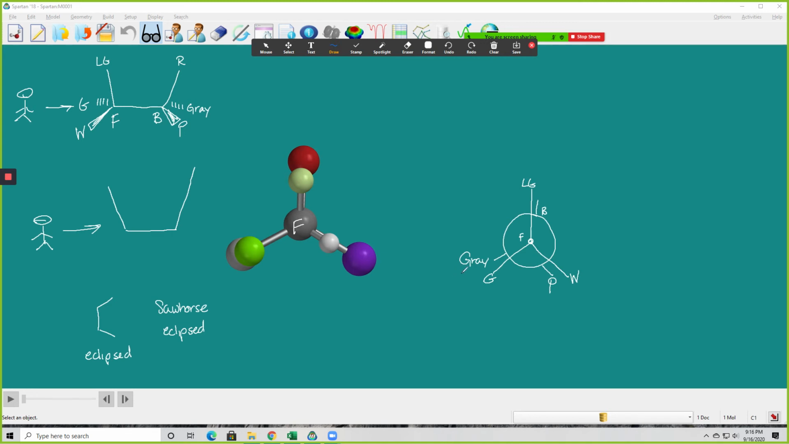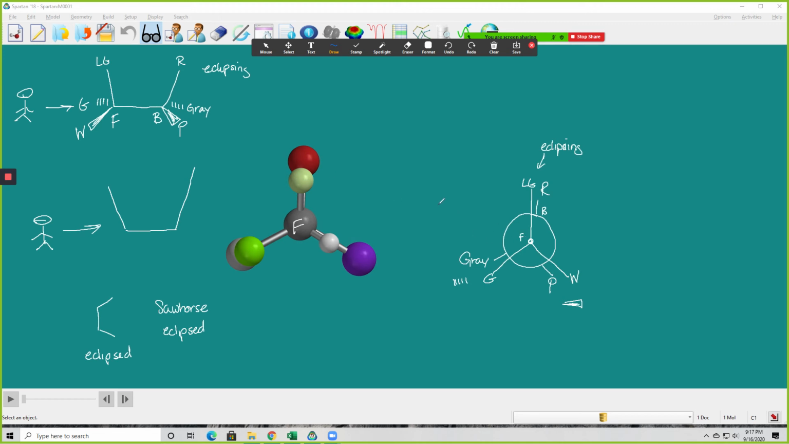Okay. And then what's the red group? The red group is straight up with the light green group. So what we have is the light green and the red group are basically eclipsing each other, right? They're down here. They're in the eclipsing interactions. And all of these groups are eclipsing each other, right? The two bold wedge groups are eclipsing each other. So these were the bold wedge, and the gray and the green, they are the dashed wedges.